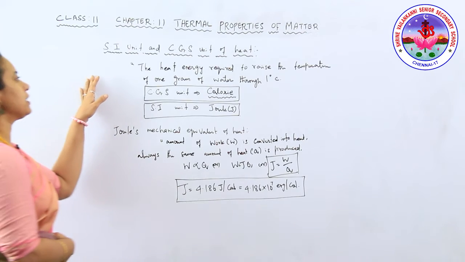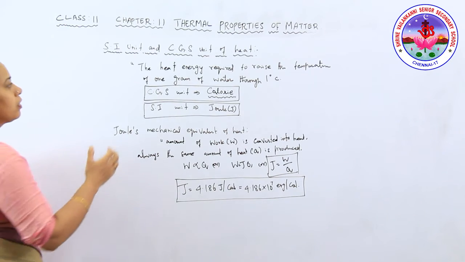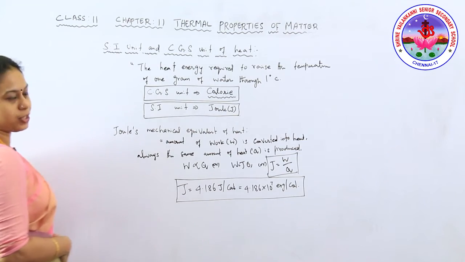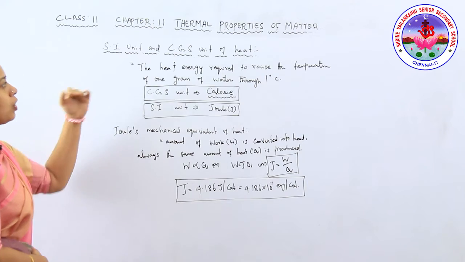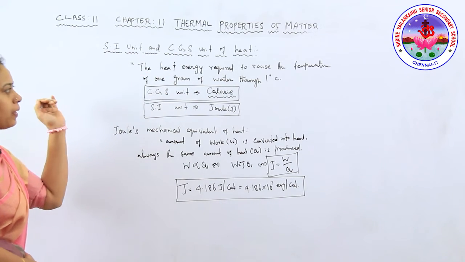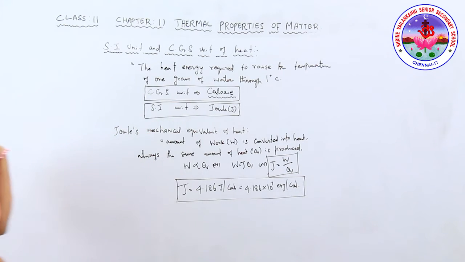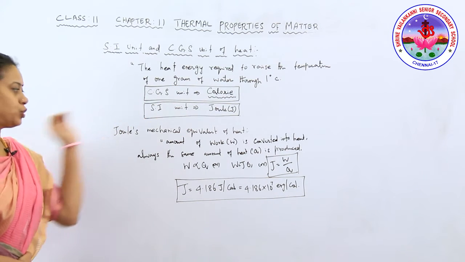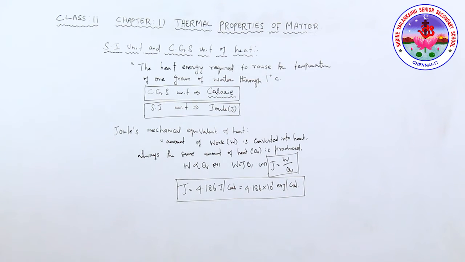The SI unit and the CGS unit of heat. We know that heat is the energy required to raise the temperature of 1 gram of water through 1 degree Celsius. The CGS unit of heat is the calorie, and the SI unit of heat is the joule, like all other forms of energy. And the joule is related to the mechanical equivalent of heat.